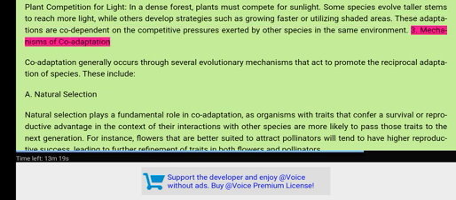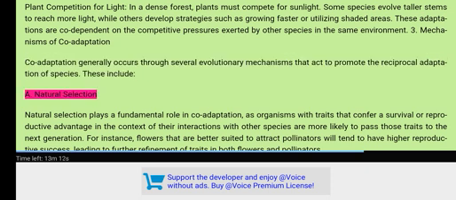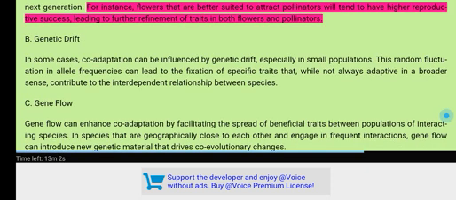3. Mechanisms of co-adaptation. Co-adaptation generally occurs through several evolutionary mechanisms that act to promote the reciprocal adaptation of species. These include A. Natural selection. Natural selection plays a fundamental role in co-adaptation, as organisms with traits that confer a survival or reproductive advantage in the context of their interactions with other species are more likely to pass those traits to the next generation. For instance, flowers that are better suited to attract pollinators will tend to have higher reproductive success, leading to further refinement of traits in both flowers and pollinators.